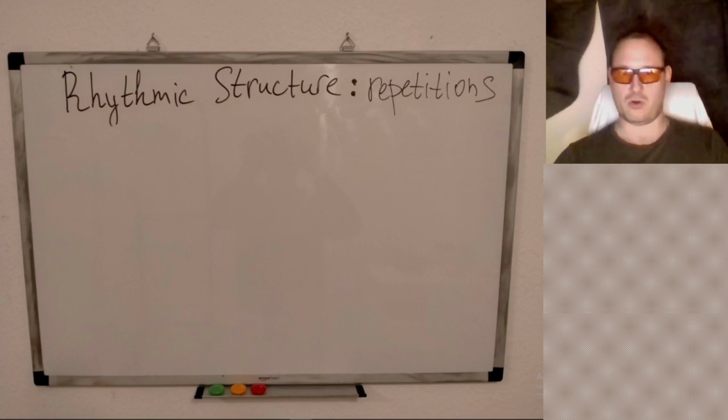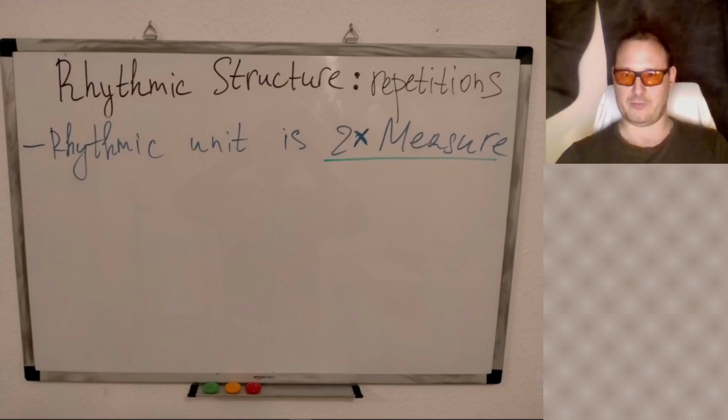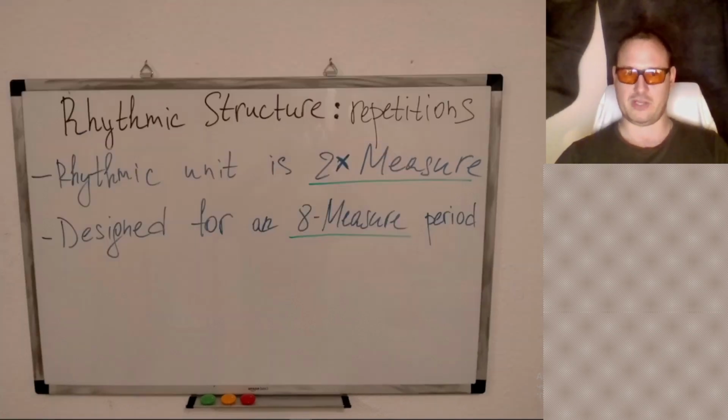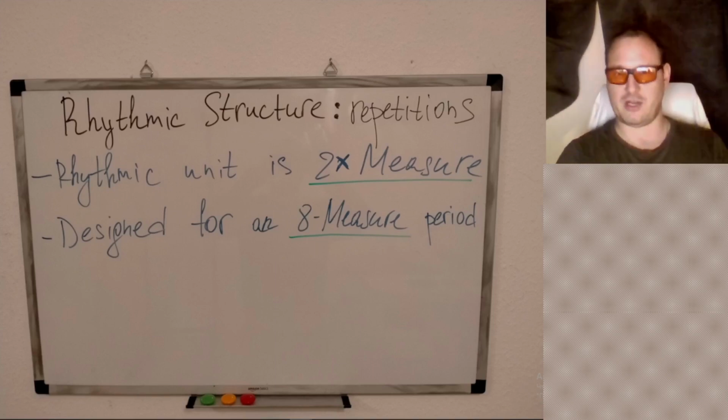Let's go on to repetitions. So we will design a rhythm for 2 measures at once. We will just design a rhythmic unit which has duration of 2 measures, and we will unite it into an 8 measure period. In my previous lecture I told you that period can be considered as a 16 measure structure, but again it is kind of arbitrary thing.